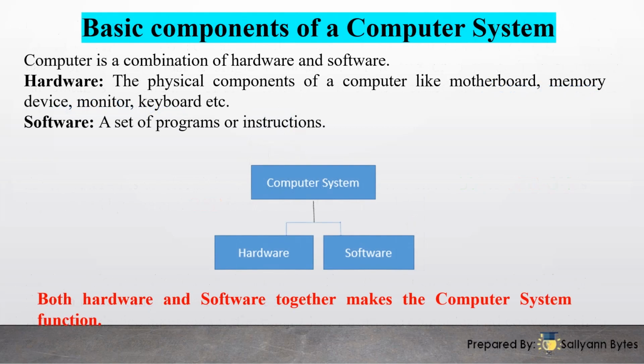Here we are going to learn about the basic components of a computer system. Computer is a combination of hardware and software. Hardware: the physical components of a computer, like motherboard, memory device, monitor, keyboard, etc. Software: a set of programs or instructions. Both hardware and software together make the computer system function.